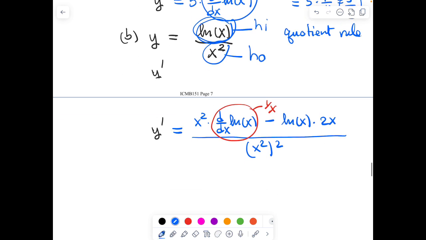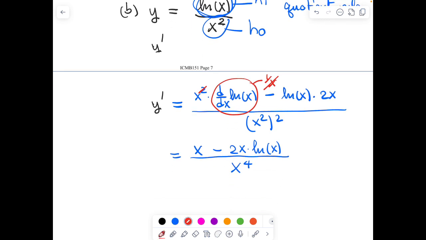Okay. So if we put everything together, we see that the 1 over x here cancels with 1 of the x. So we get x minus 2x multiplied with ln of x, over x to the power of 4. We can simplify this further because all the terms have at least 1 x, so we cancel 1 x. So this is equal to 1 minus 2 ln of x, over x to the power of 3.